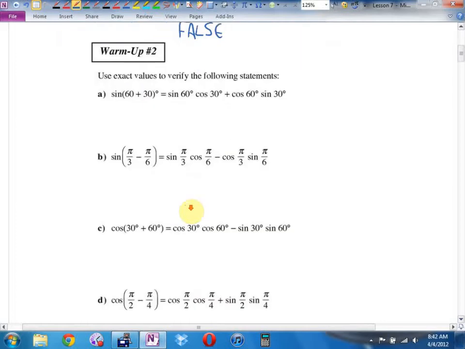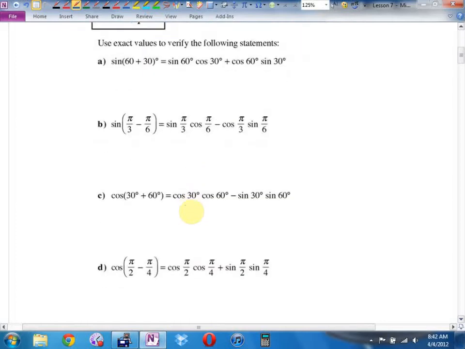Oh, and as it turns out, Katie, the cosine of one angle plus another angle is equal to cos of the first, cos of the second, minus sine of the first, sine of the second. Oh, and by the way, the cosine of one angle minus another angle is actually equal to cos of the first, cos of the second, plus sine of the first, sine of the second. They work.